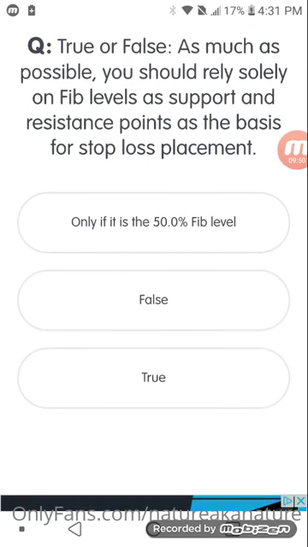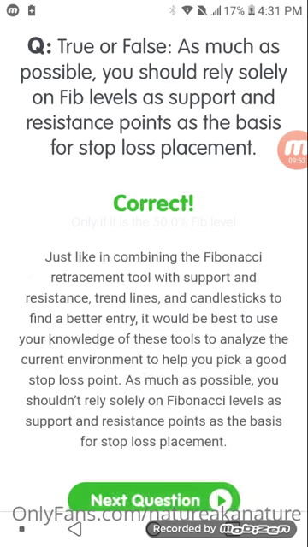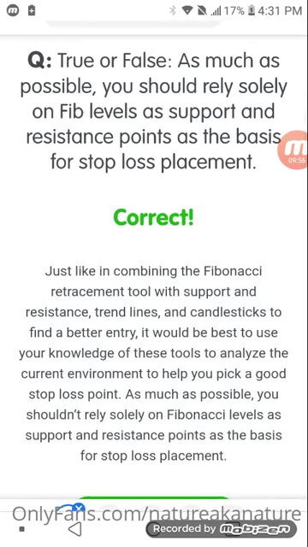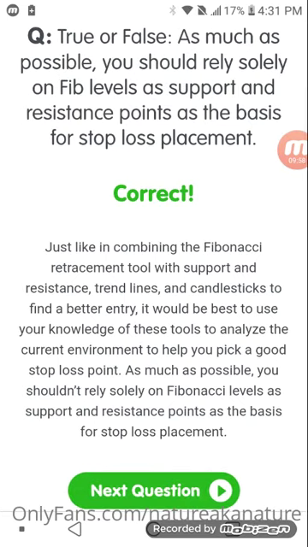False, okay? That's false. You shouldn't just rely on Fibonacci levels just because you have the Fibonacci retracement and you believe that those levels are going to hold. No, you need to combine the Fibonacci retracement tool with support and resistance, trend lines, and candlesticks to find better entries. It will be best to use all your knowledge of all the tools and to analyze the current environment to help you pick a good stop loss point as much as possible. You shouldn't rely solely on Fibonacci levels as support and resistance points as a basis for stop loss placements.